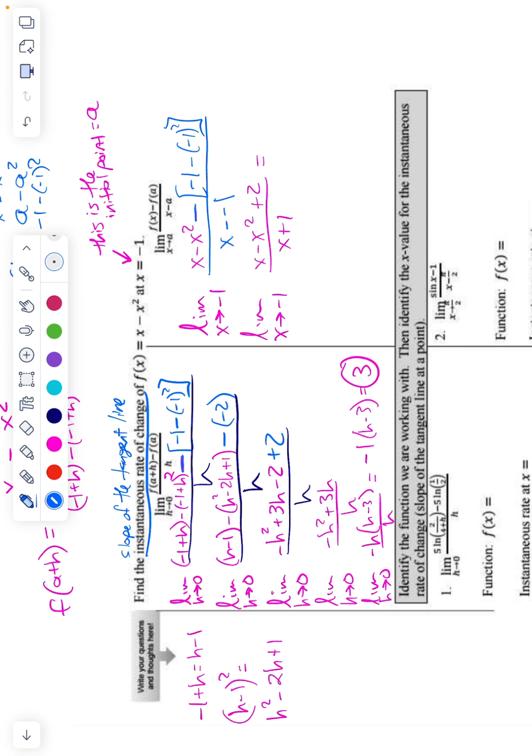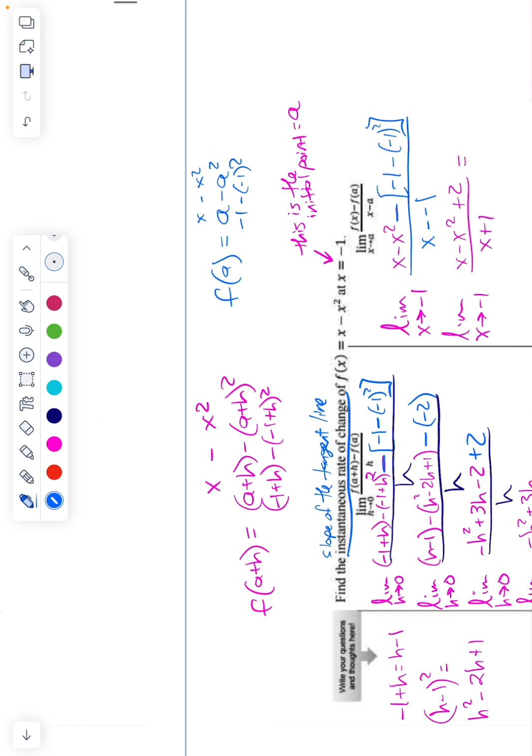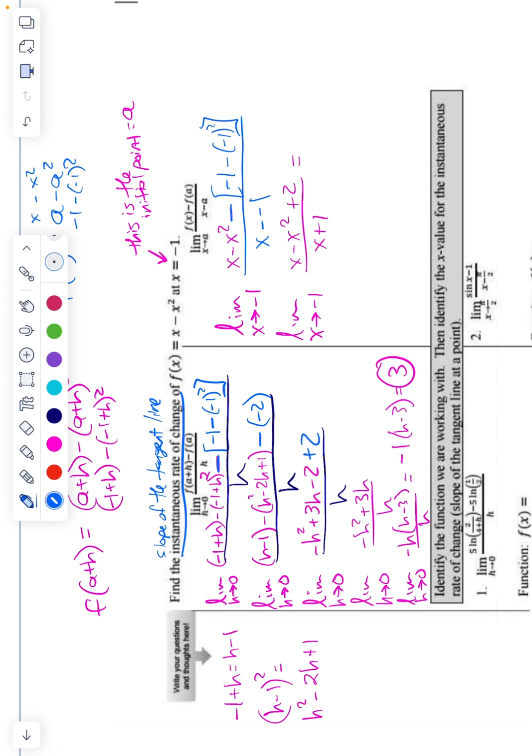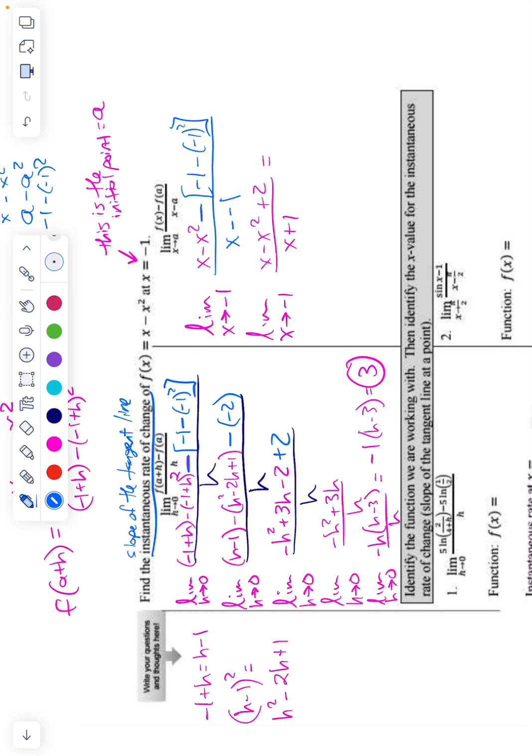Okay, so we plugged -1 plus h, as a plus h, or x plus h, into the function, and then we plugged in just -1 into the function. So back here, we plugged in a plus h, and then just plugged in a, and then worked through stuff we learned all in the last unit to figure out that limit.